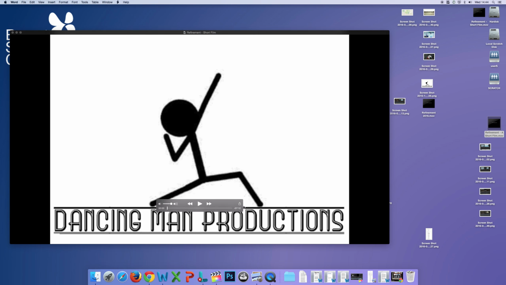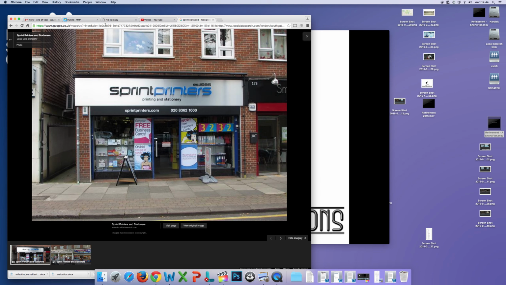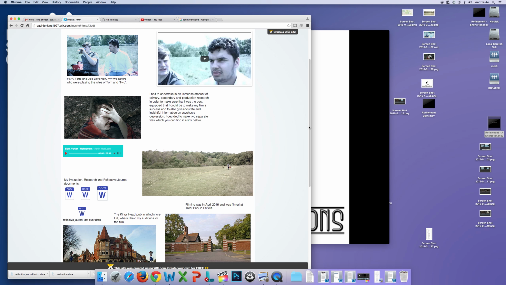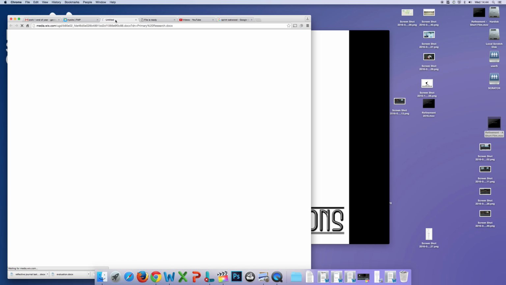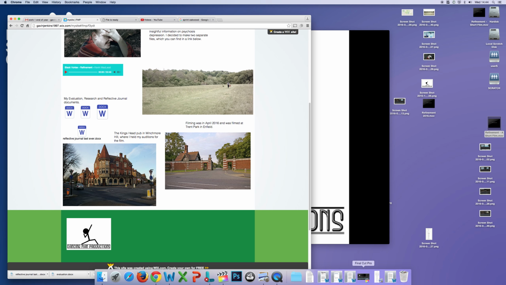Just going to show you a photo of the King's Head pub as well. So this is the King's Head pub here, just down here, and this is the Trent Park entrance. These are the documents here. You can all read my evaluation, my research, my reflective journal. I'll just open up the primary research. I've got it already open down here.